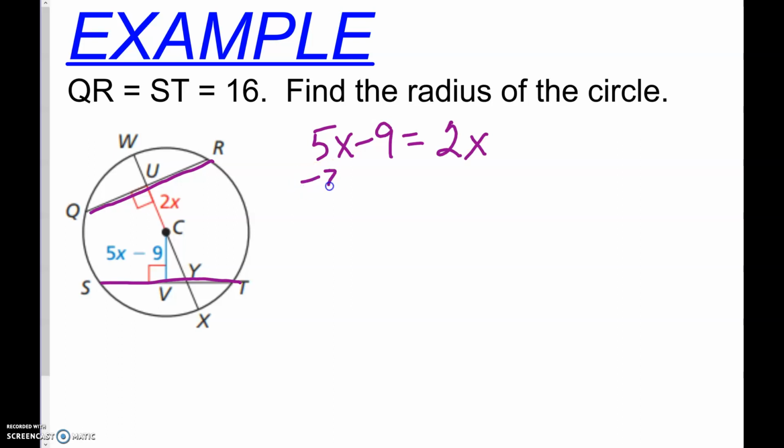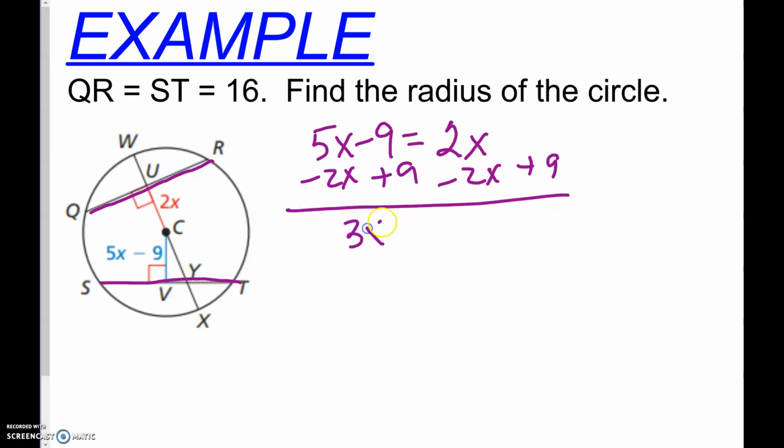So I'm going to subtract 2x from both sides, and add 9 at the same time. So I end up with 3x equals 9, so x is 3. How does that help us? Well, now we can find out that this length right here, 2 times 3, is 6. And up here in the beginning, they tell us that this whole segment right here is 16. So remember, if that comes down perpendicular to it, we know that this piece right here has to be 8. And then what can we do?